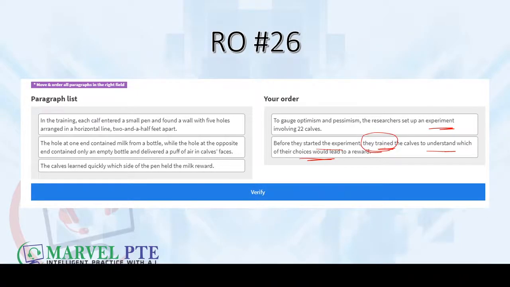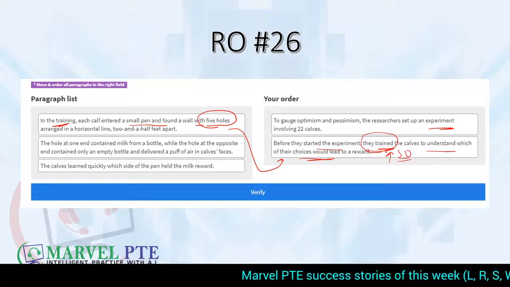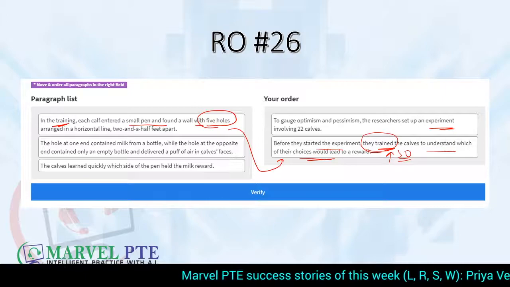Okay, so now trained is again our SO strategy. Using the SO strategy we are going to talk about training. So they had trained the calves, but what did they do in training? Okay, so in the training each calf entered a small pen and found a wall with 5 holes, arranged in a horizontal line. So that's why this is going to be here, because now we are going to explain the training part in detail.